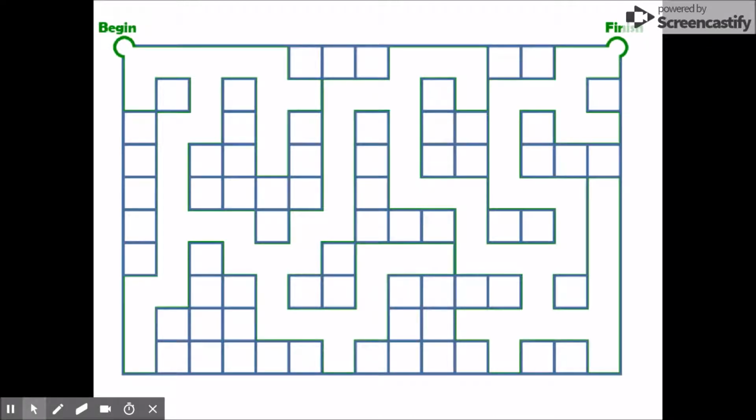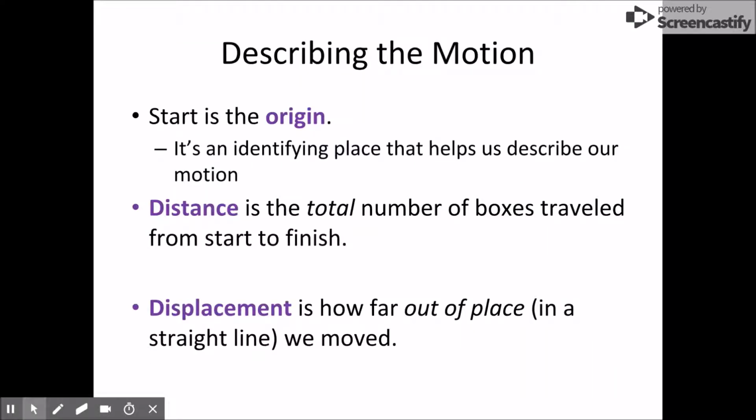Today we're going to discuss the difference between vectors and scalars. You can see we have a maze. You're familiar with this? We have a beginning and we have a finish, and in between we have a path that must be traveled. We are going to describe the motion. In order to describe the motion, we have to say where it began. In physics, we call the beginning point the origin. It identifies the place and helps us describe our motion.